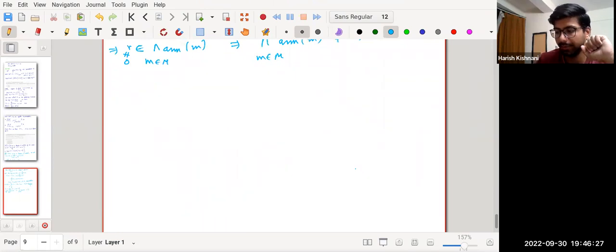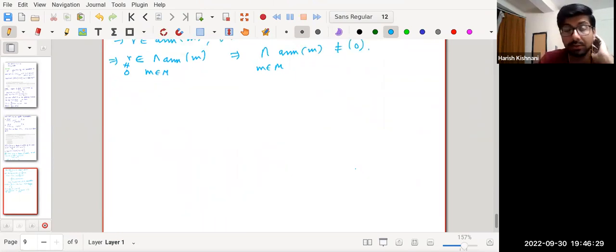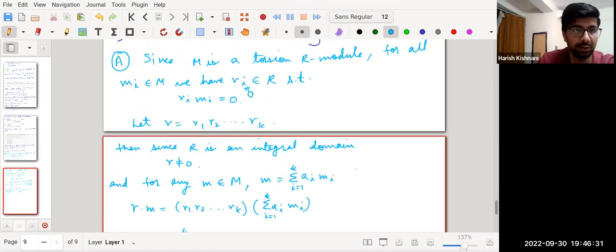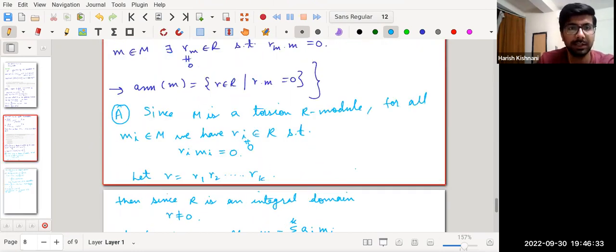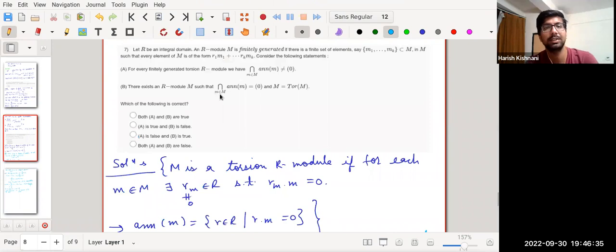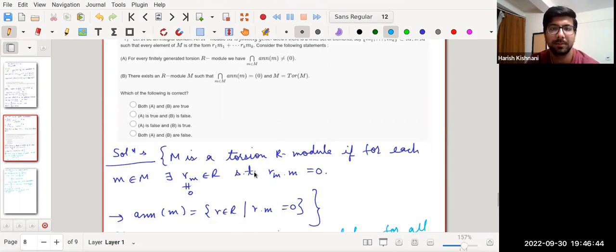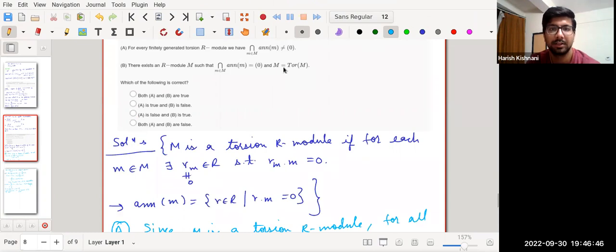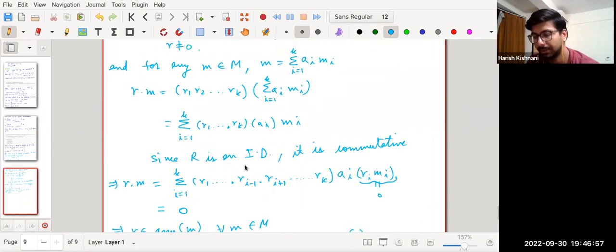The second part says that we need to find an example, because the second part is not true. Let me tell you. The second part says that there is an R-module M such that the annihilator is equal to 0 and M is equal to the torsion of M, the collection of all elements for which this kind of condition is true. Okay. So we need to see an example.